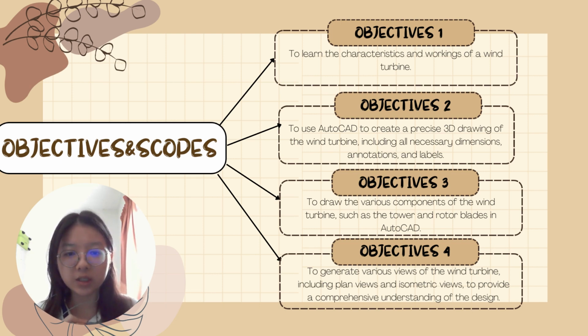The third objective is to draw the various components of the wind turbine, such as the tower and rotor blades, in AutoCAD, and the final objective for the project is to generate various views of the wind turbine, including plan views and isometric views, to provide a comprehensive understanding of the design.